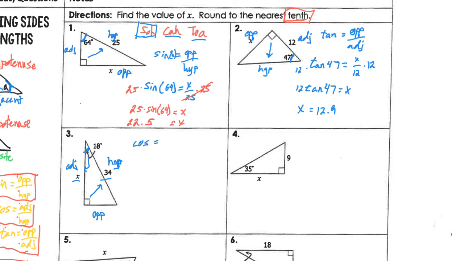So we have cosine equals adjacent over hypotenuse. So we put cosine of the angle, 18, equals the adjacent is x, over the hypotenuse is 34. So we just multiply by that 34. And we have 34 cosine 18 equals x, and then just type it in the calculator. 34 cosine 18 gives us 32.33, so just leave it 32.3.